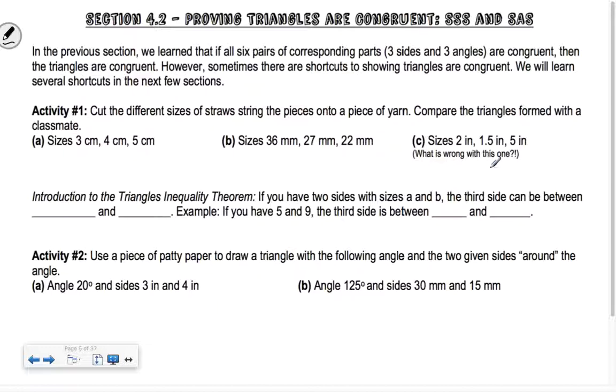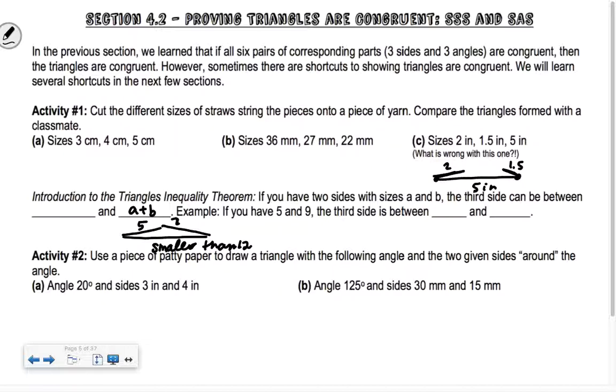In part C we had a problem, and this was because of the triangle inequality. We had 5 inches along the bottom, but the other two sides were short and stumpy, and there was no way to combine those to create a triangle because they didn't reach above that 5-inch segment. So that was the triangle inequality theorem. If you have 2 sides, A and B, the third side has to be smaller than A plus B. So if I had 5 and 7, then this third side has to be smaller than 12.